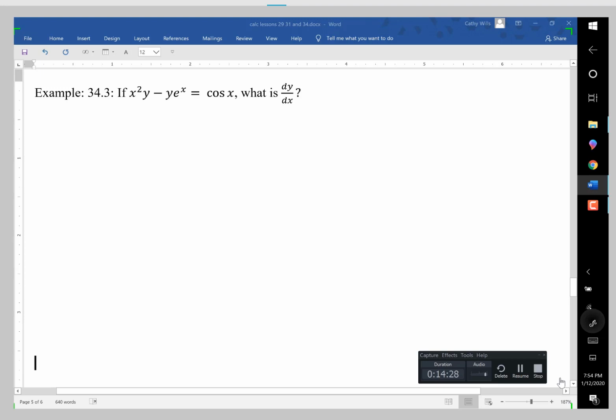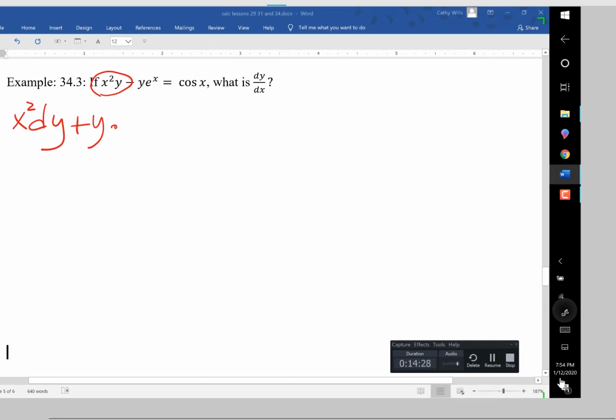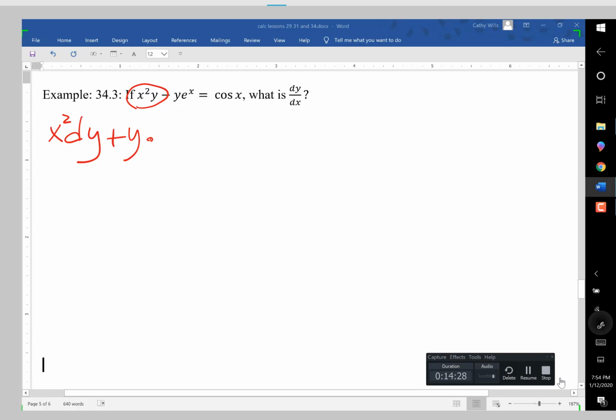First term is x squared y. We use the product rule to find the differential. All right, remember? It's first thing times the differential of the second thing plus second thing times the differential of the first thing. So when I find the differential of this, it's going to be first thing times the differential of y, which is just dy. And then second thing, which is y, times the differential of x squared, which is just 2x dx.